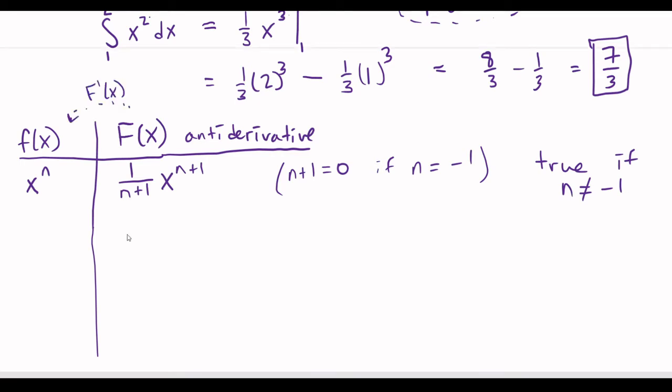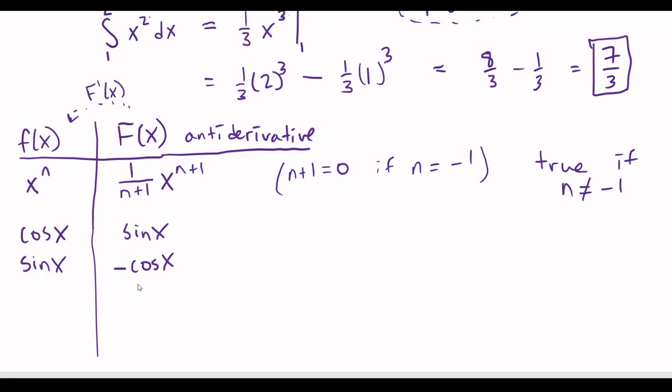Some other ones that we want to remember: we've got cosine and sine. These are very common for us to go through, right? We just have to remember what function, when I take the derivative, gives cosine. That's sine. When I do the derivative of sine, I get cosine. Well, what function do I take the derivative of to get sine? Remember, they just go back and forth.